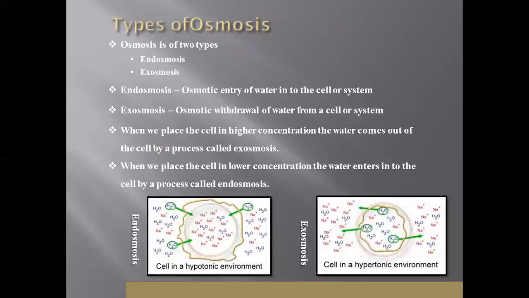Depending on the type of solutions, we can see two different types of osmosis. Those are endosmosis and exosmosis. Just before going through it, pause my video and remember what I explained to you about endo and exo. Endo is when something is entering inside the cell. Exo is when something is moved out, withdrawn from the cell. Similarly here, osmosis is related to water. So in endosmosis, there is osmotic entry of water into the cell. Exosmosis is withdrawal of water from the cell.